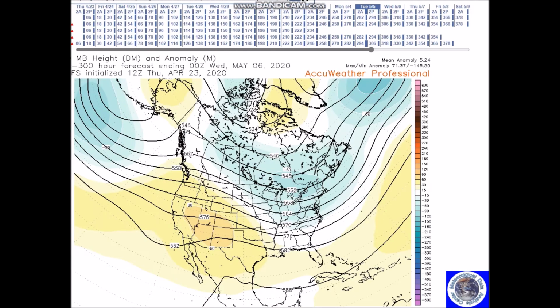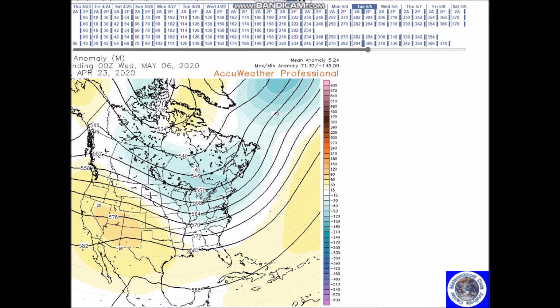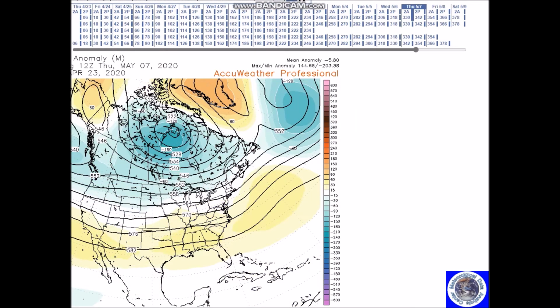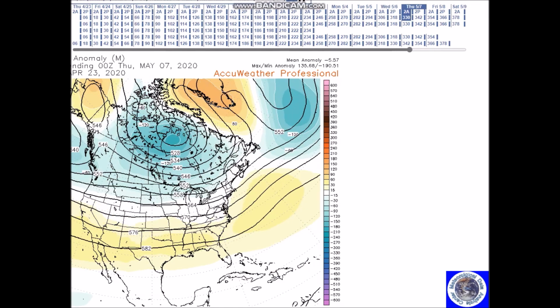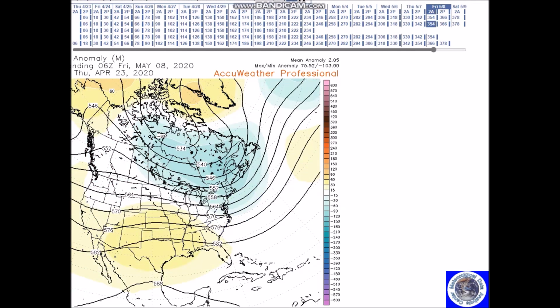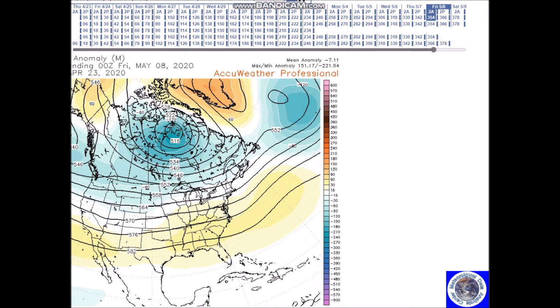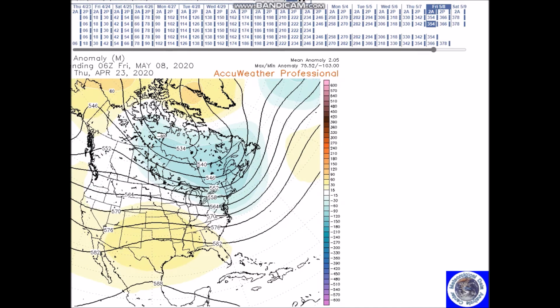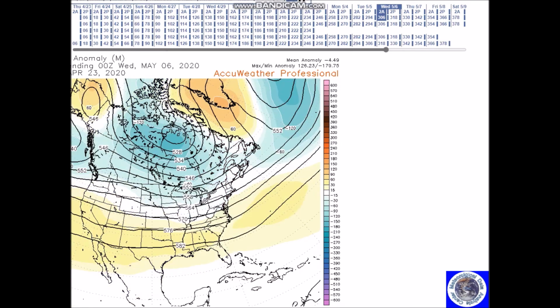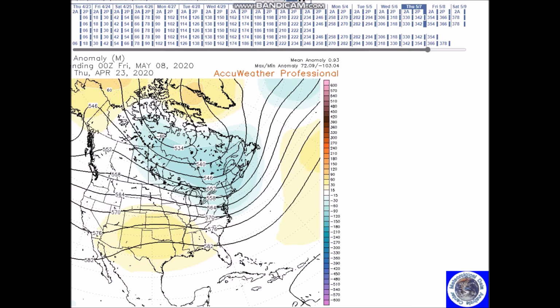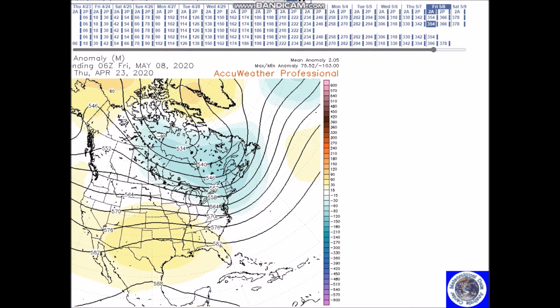Now we're going to take a look at the period for May 6th to the 10th. And you can see we go into more of a zonal flow during this period, but with near to above normal heights across much of the nation. But some of the models you can see here have a tendency for below normal heights across much of the northern states, especially the northeast.